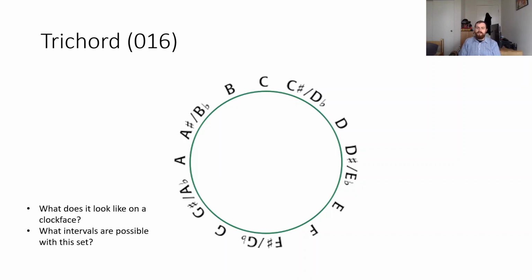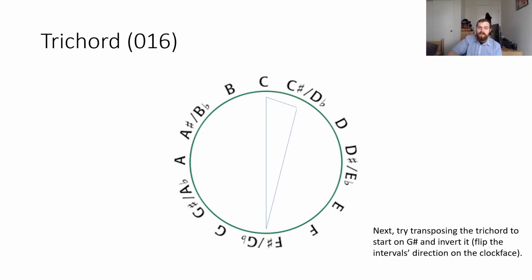Okay. In addition, when you have them on the clock face, you can see what intervals are possible with this set. So here's what it looks like. C to C sharp, you get a semitone, you get a minor second. C sharp to F sharp, you get a perfect fourth. F sharp to C, you get a tritone. Right? So trichords have a limited number of intervals within them because there's a limited number of notes. So you've got the distance between the first and second pitch, the second and third pitch, and the first and third pitch. Right? Only 3 intervals. Okay? That's part of what will help us dictate these, as we'll see in a little bit.